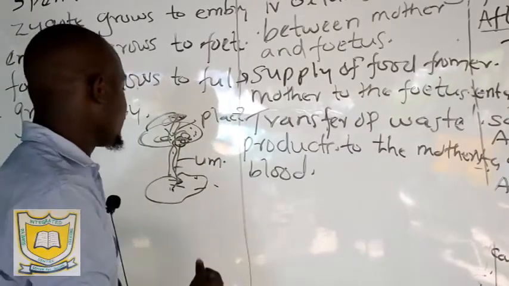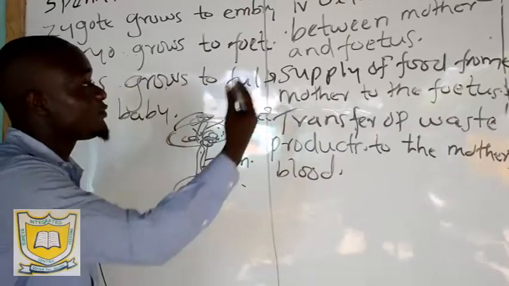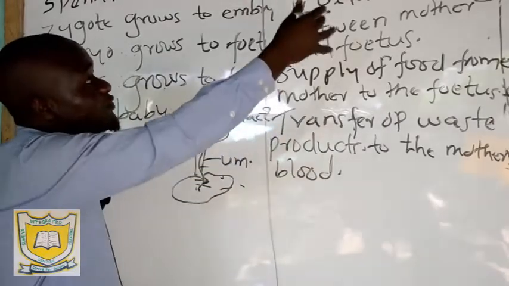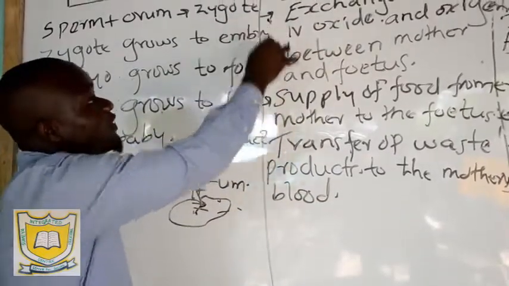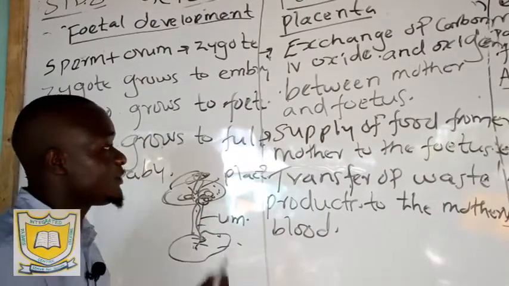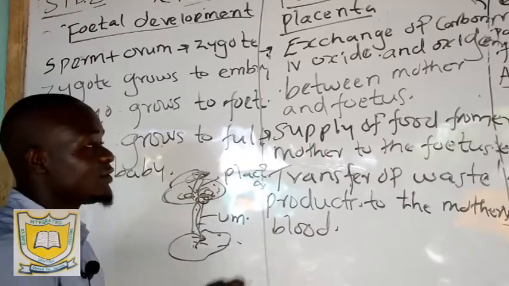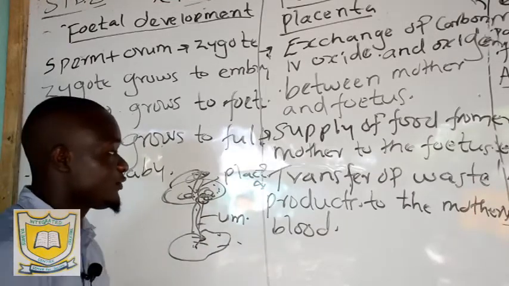As a human being, you have to produce waste, you have to grow, you have to eat, you have to exchange, you have to breathe. So here we talk of breathing, that is exchange of gases. You talk of food, that is food from the mother. We have to give out waste products, that is the transfer of waste products from the fetus.